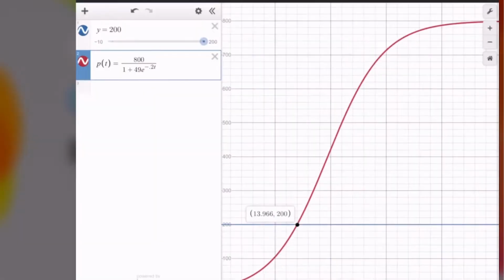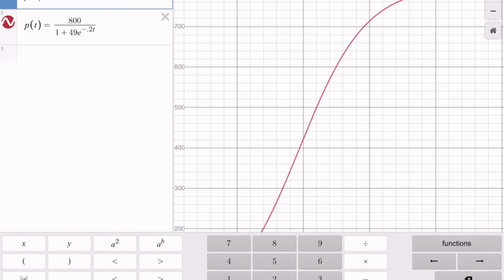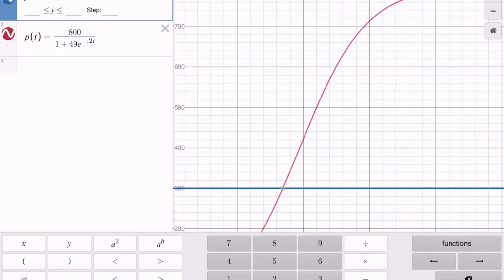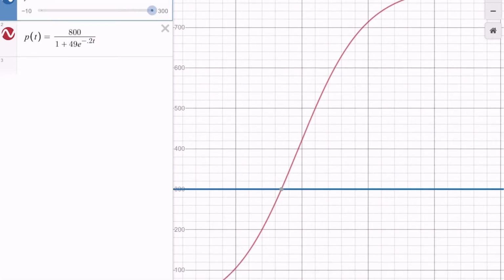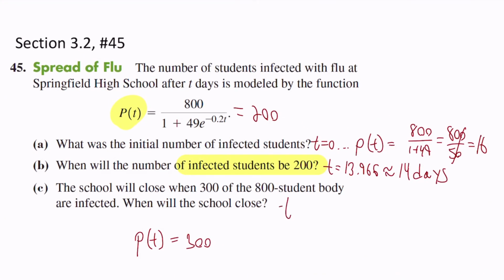So we can go back to our graph and, instead of y equals 200, look at y equals 300. If the flu does continue to spread according to this model, after 16.9 days we're going to have to close down the school. So t equals 16.9, and we'll just say around 17 days.